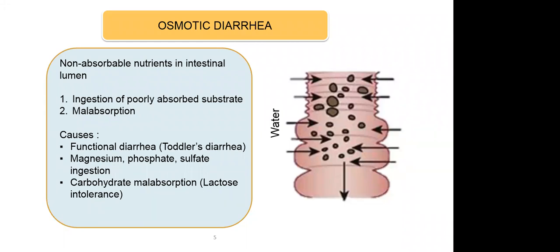The causes, like I mentioned before, are ingestion of poorly absorbed substrate and also malabsorption. For example, the common one is functional diarrhea, or we call it toddler's diarrhea. I will talk a little bit more about this after this. Also magnesium ingestion, phosphate, and sulfate. And last but not least is lactose intolerance, quite common. Okay, that's about osmotic diarrhea.